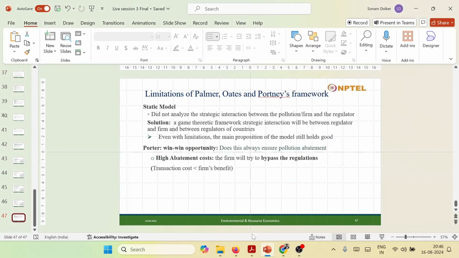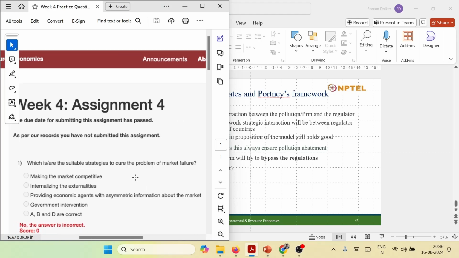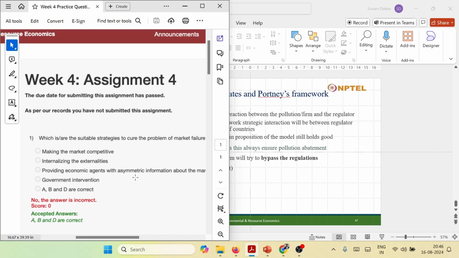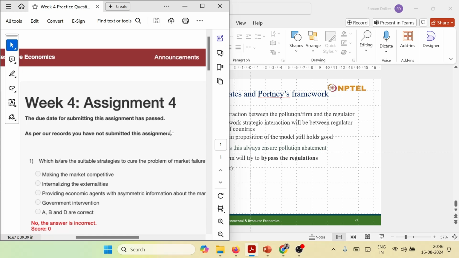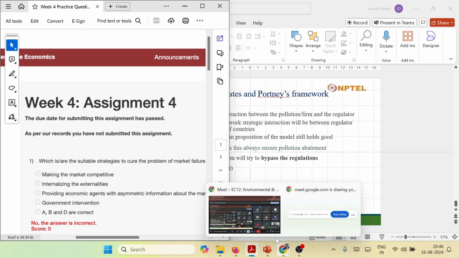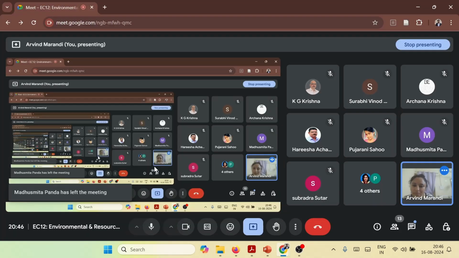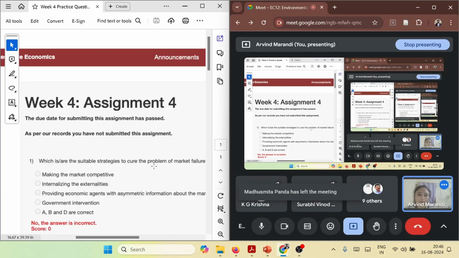Okay, now I will not cover the next part of the lecture because I have very few slides more. But I want to help you with a few sample questions for the next assignment. So you have to do the week 4 assignment, right? For the week 4 assignment, I want to cover a few of the questions. If you know the answer, you can put it in the chat box, or I can explain so that we cover a few of the things here.